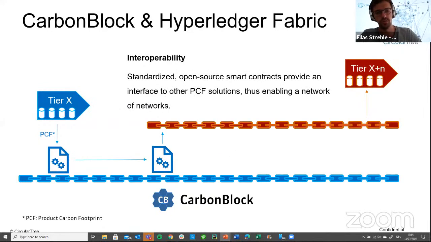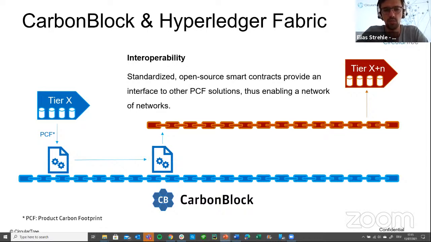Third application is interoperability. One nice thing about blockchain is that it's very standardized. You have one shared system, and in this system, you can open source the code of your smart contracts, and this allows us to provide a standardized interface to other PCF solutions, which is of course important to us because we won't be representing entire supply chains from the start. So we definitely need to be interoperable with other solutions.